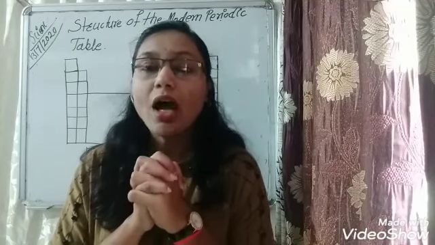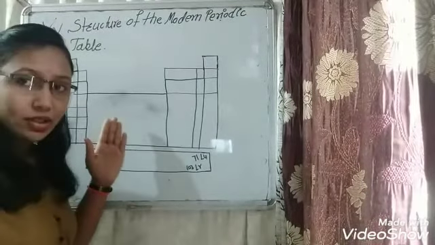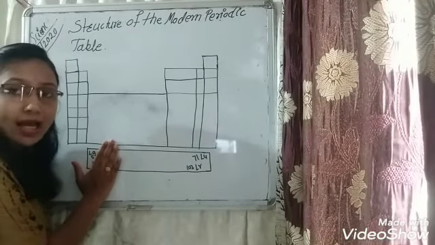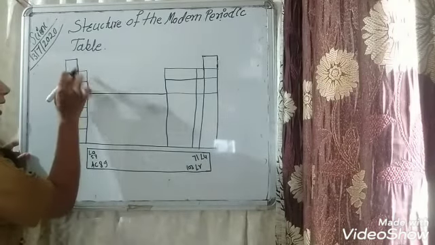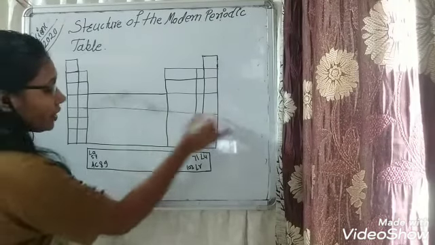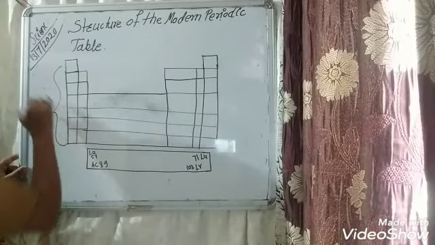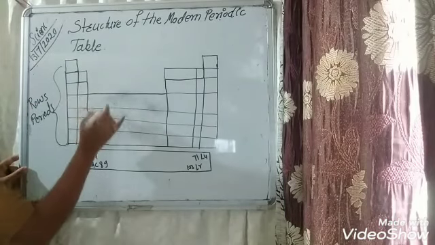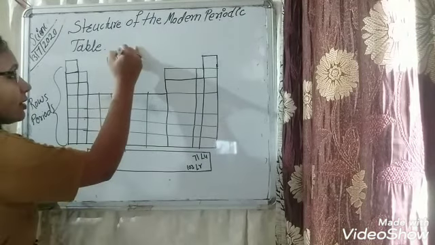So let us see what exactly the structure of the modern periodic table is. As we have started, what we are able to see here is an outline of the modern periodic table. Firstly, you can see some horizontal rows here. These horizontal rows are called periods, whereas the vertical columns are called groups.